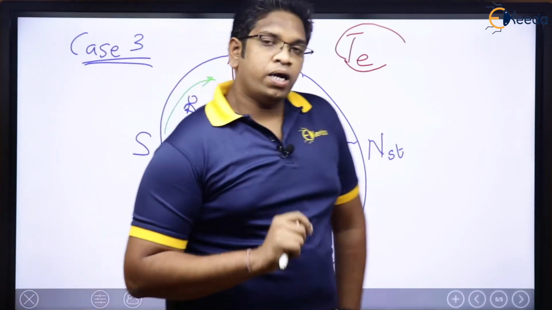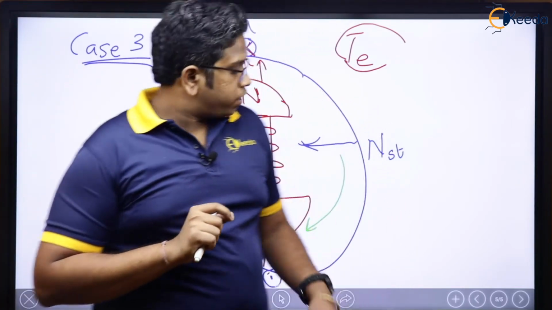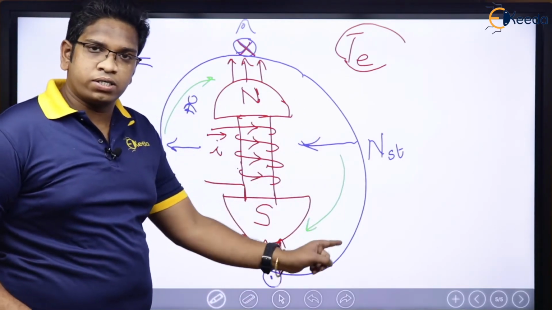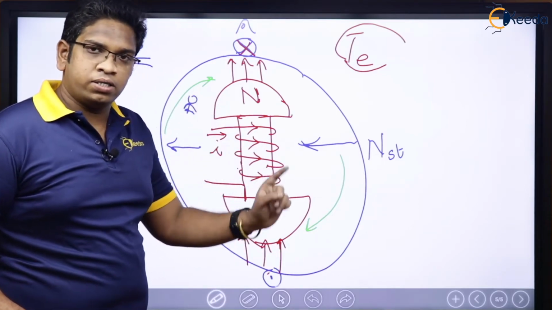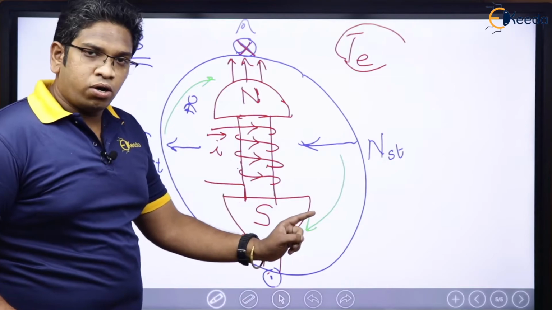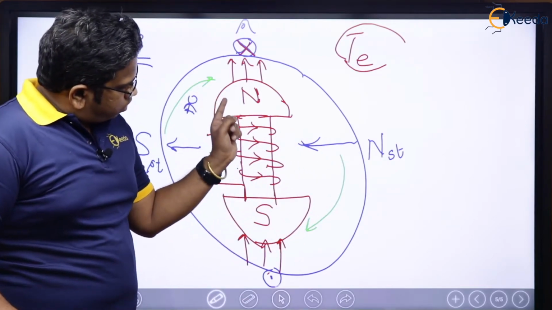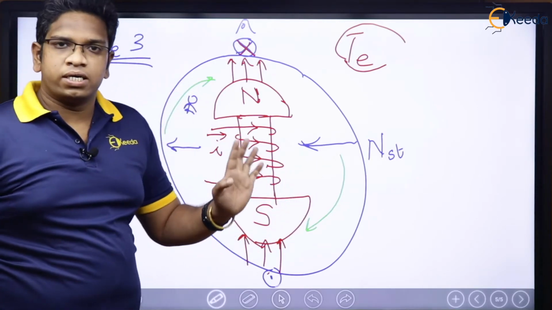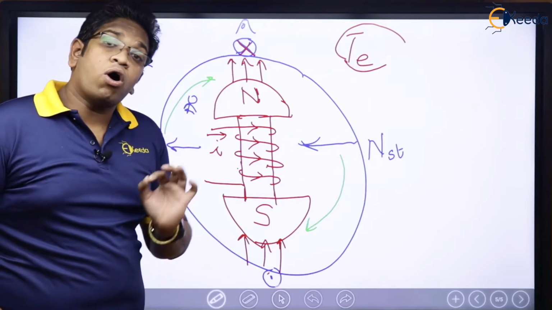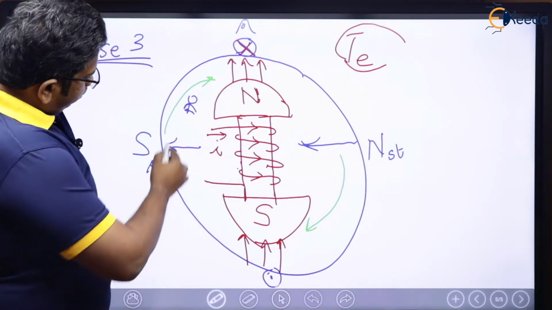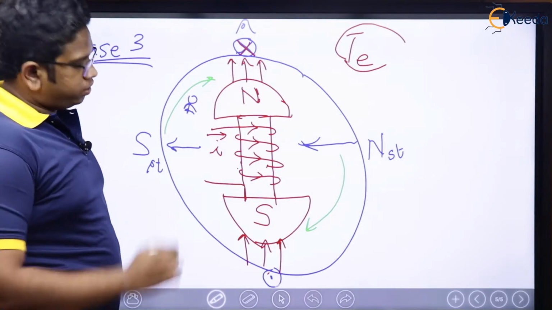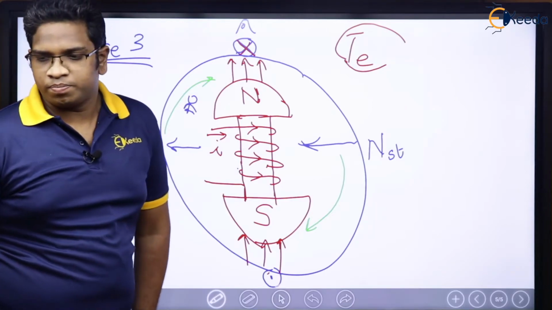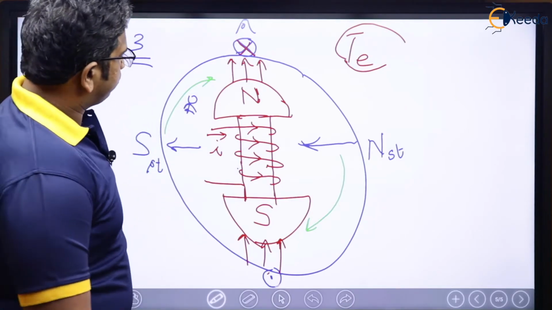Now here, by no means I am saying that this particular machine is rotating in the same direction. I am not saying that this is the direction of rotation. I am telling this one more time, I am not at all saying that the rotor is going to rotate in this fashion. I am just saying that the direction of the torque developed is nothing but like this in this particular case. Right? Yes.